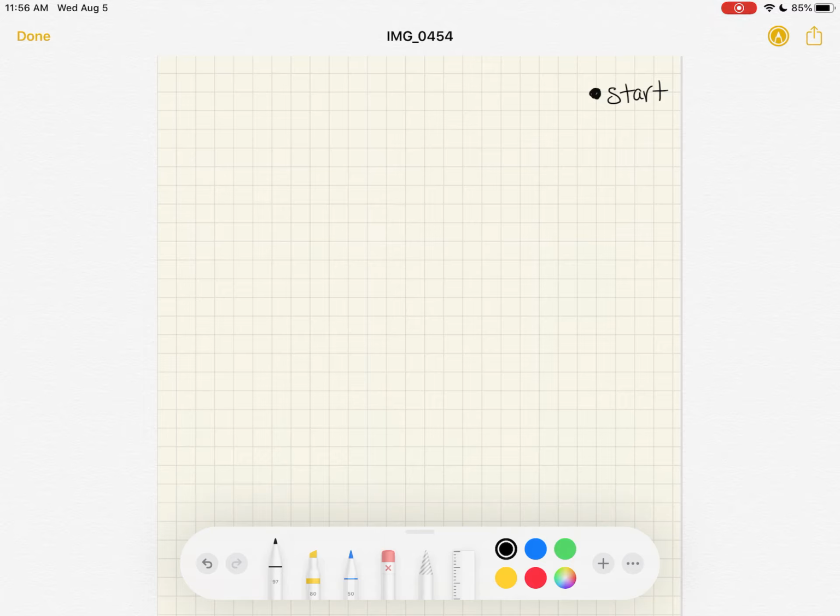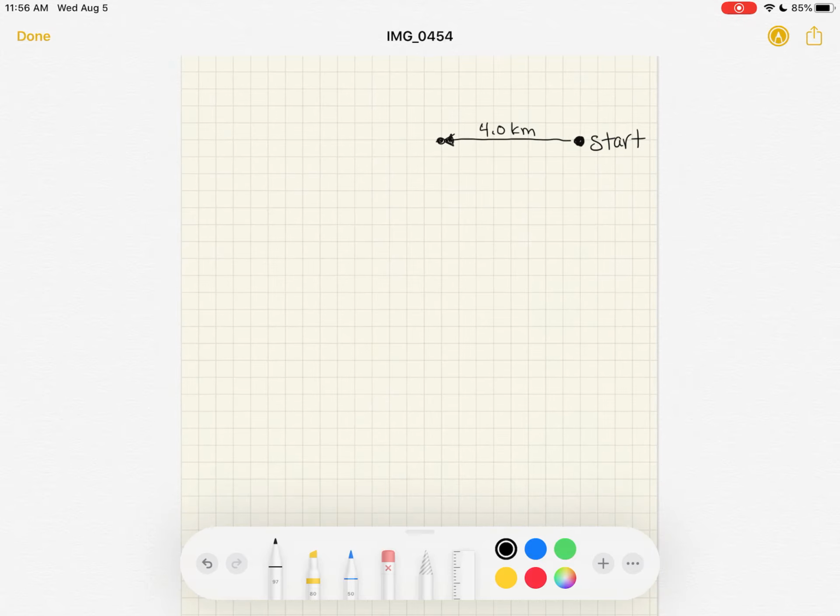And so for 2 boxes every kilometer, my car is moving first 4 kilometers to the west, so I'm going to have to go over 8 boxes. 1, 2, 3, 4, 5, 6, 7, 8. Okay, so this is my first movement, and that was supposed to be my 4 kilometers. And so again, I'm just using 2 boxes in my graph here equal to 1 kilometer.